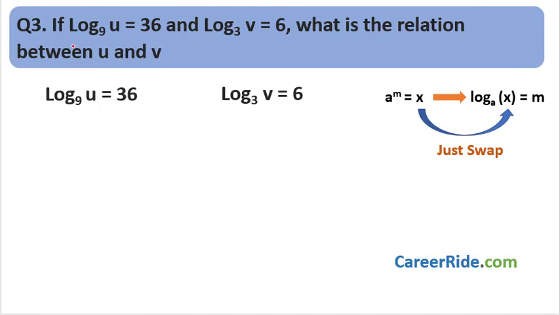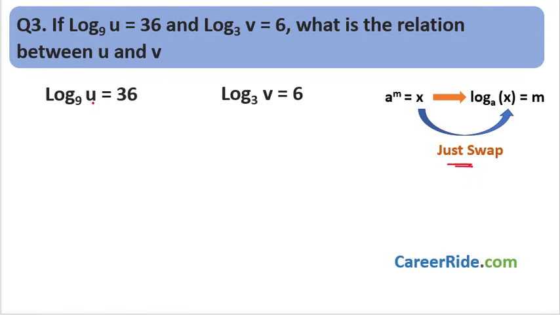Question number 3. If log u to the base 9 is equal to 36 and log v to the base 3 is equal to 6, what is the relation between u and v? Now see, this is again a very easy type of question if you can convert your log into the exponent form. With the help of just swap method we can do it very easily. Let us see both the parts one by one.